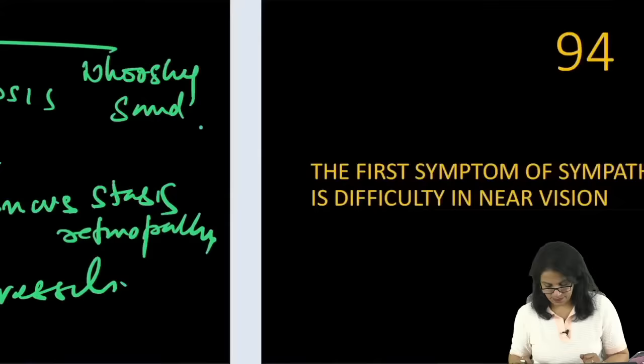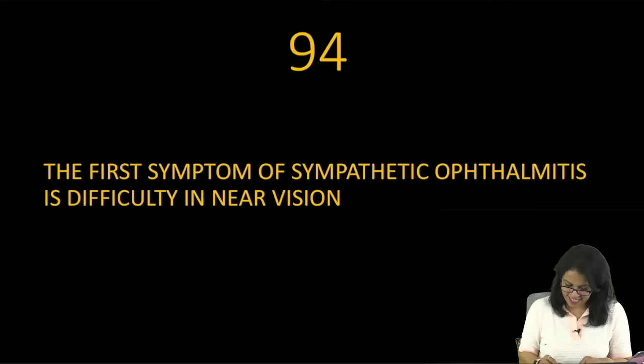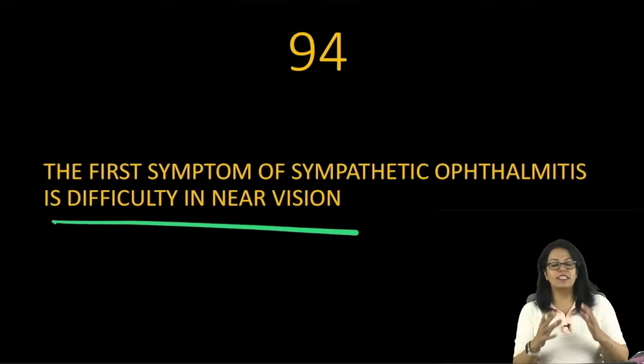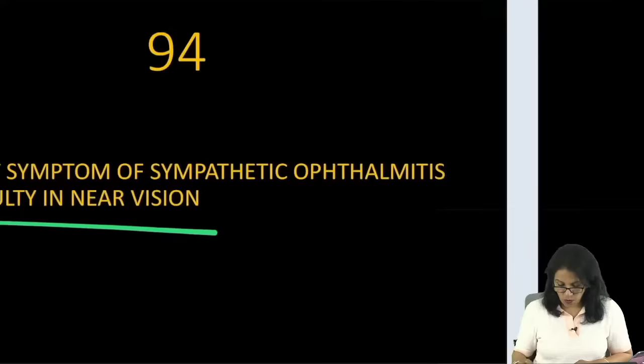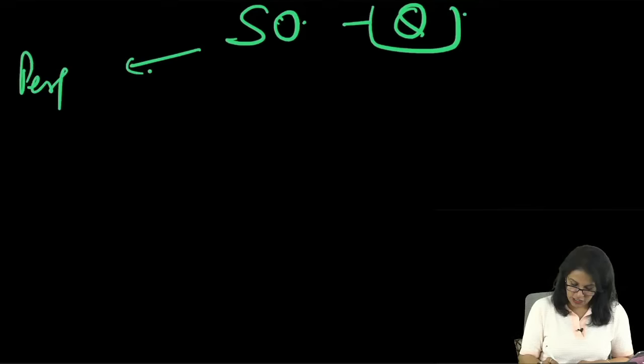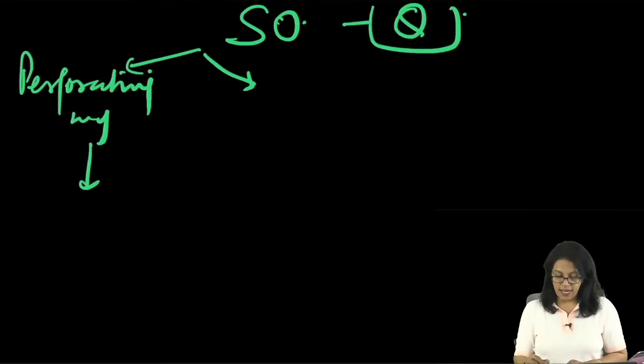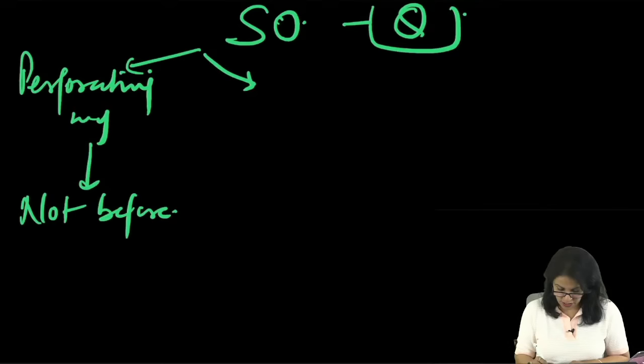Next point. The first symptom of sympathetic ophthalmitis is difficulty in near vision. Very important question. Many of you answer photophobia, which is wrong. It can be a part of the options, so be alert. So, what are the questions on sympathetic ophthalmitis? Important topic. Very first important thing, a perforating injury in one eye is causing uveitis in the other eye. How long after the injury will it occur? Not before 2 weeks, because it takes this much time for the immune reaction to happen.